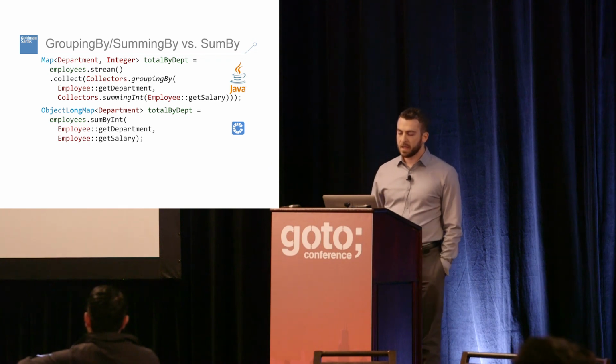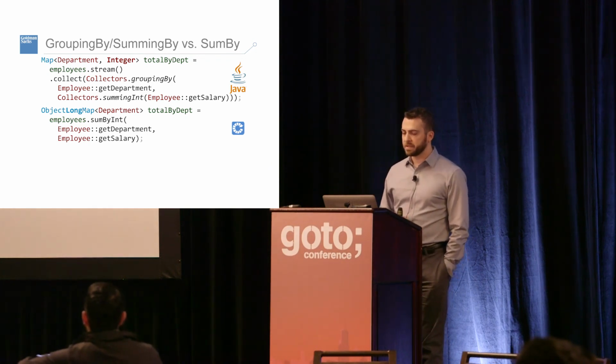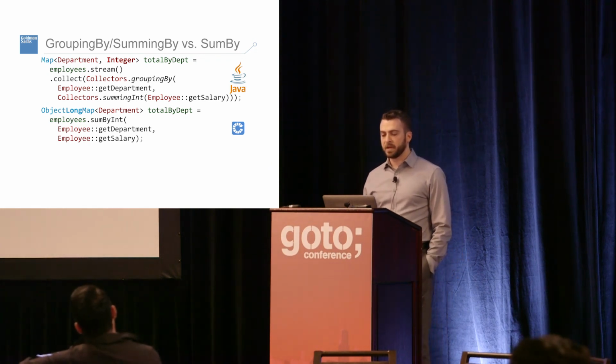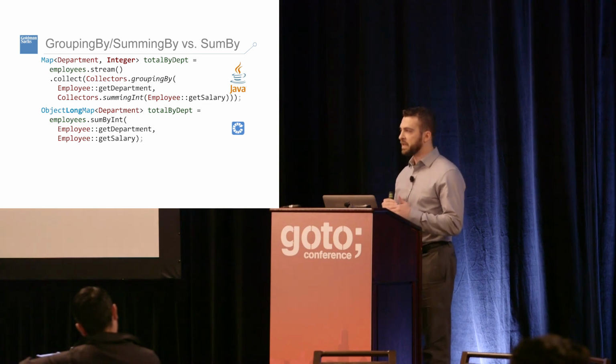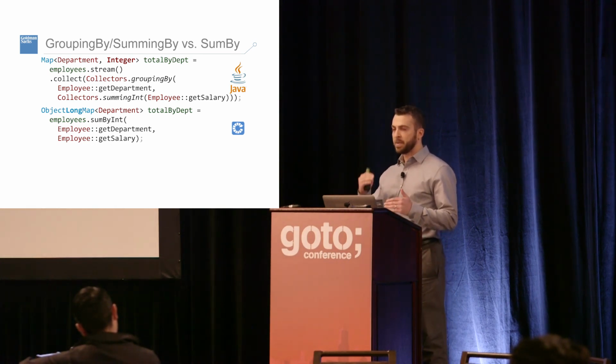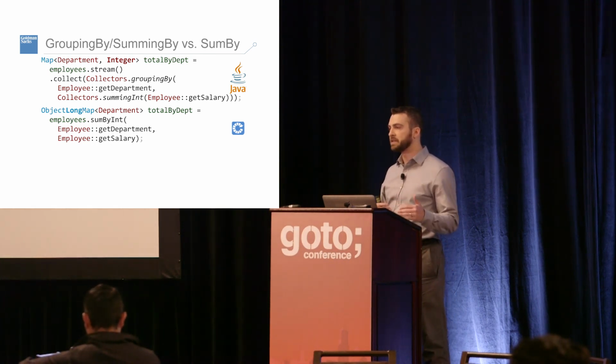Again, I have a stream that I immediately terminate, and now for the grouping by, I still use a grouping by collector, but it's an overload. It's not the same one as before. We start with the first parameter the same, which is the get department function, and now I pass in a second collector, so I have a collector within a collector.